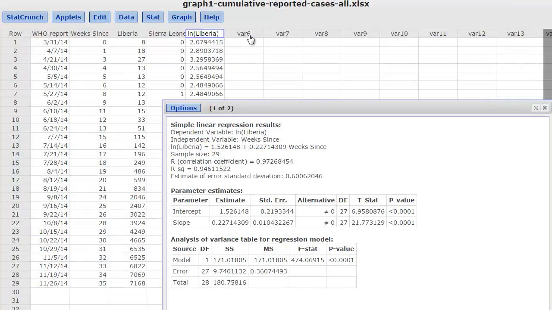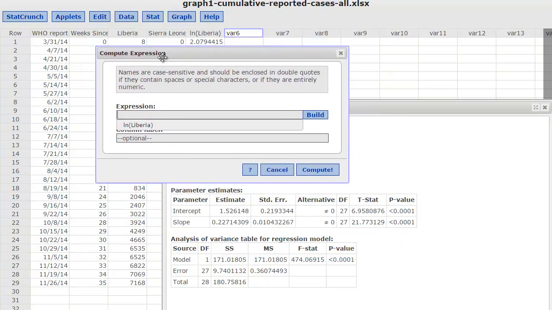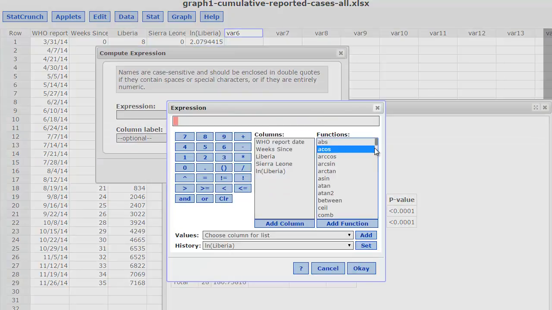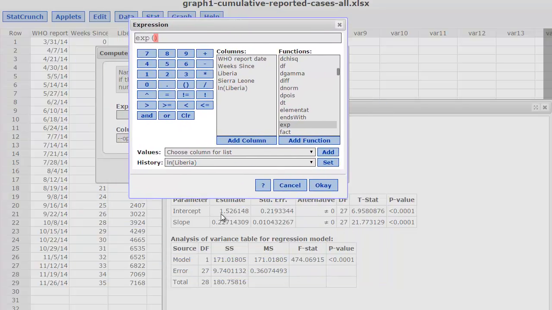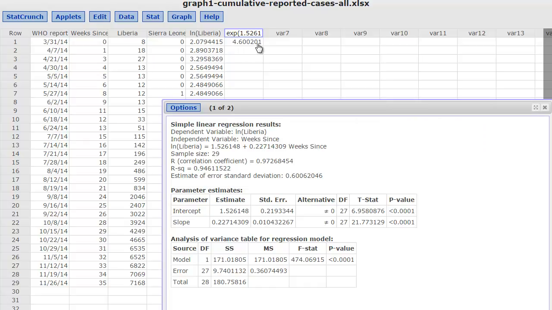Okay? And so in var 6, I'm going to go data, go compute, I'm going to compute an expression, and the expression is I'm going to go down to the exp and add that function, and the value that I'm going to put in, hopefully you can see this, is this 1.5261. Alright, I click OK, and I click compute, and there it is. This is my initial value. Remember, this was my intercept for my linear regression. So this is now the initial value for my exponential regression.